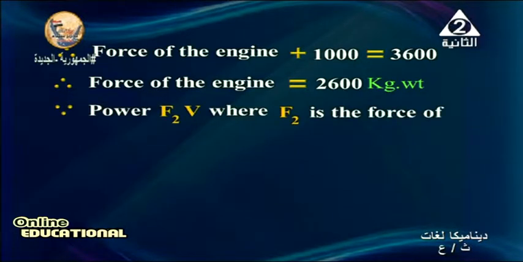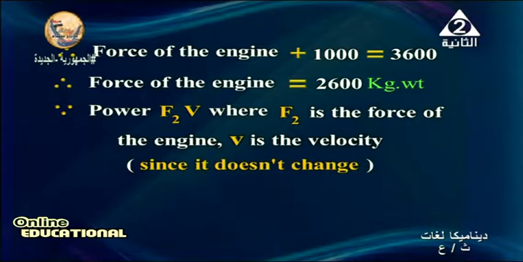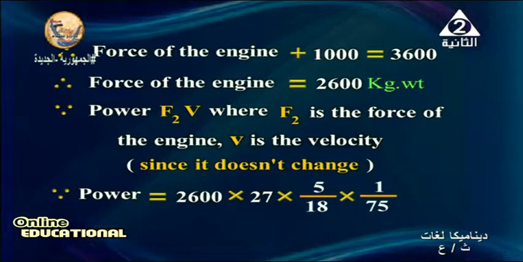Power equals F2 times V, where F2 is the force of the engine when the train descends the slope. V is the velocity, and the velocity doesn't change. Then power equals FV. F equals 2,600 kilogram weight times the velocity, which equals 27 kilometer per hour times 5 over 18 times 1 over 75. Then the power of the engine of the car equals 260 horse.